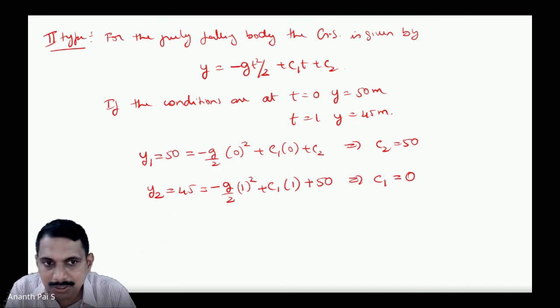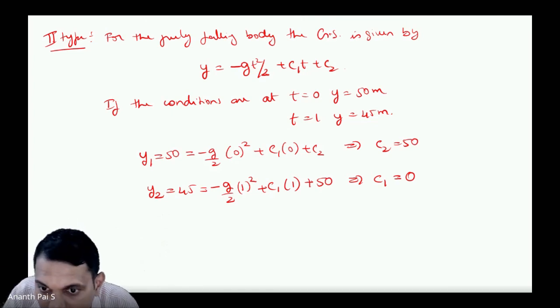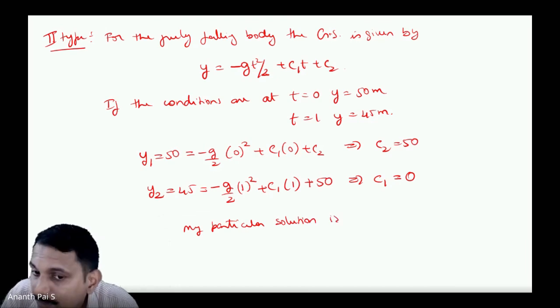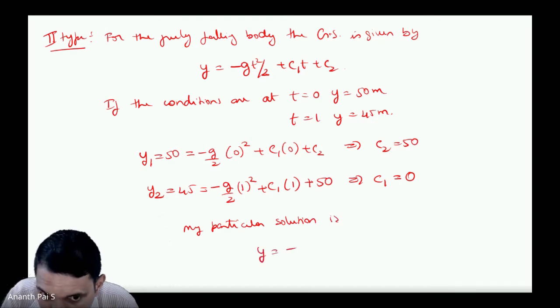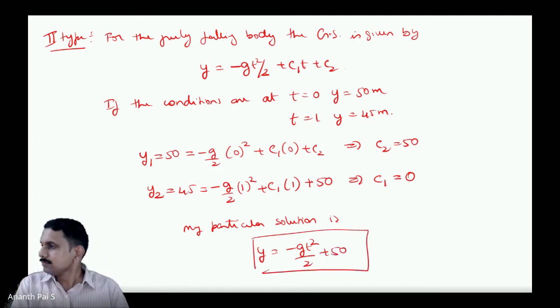Okay. So 10% there is a decrease. Okay, 10% decrease. Maybe that has come. So what happens? C1 is 0. That means my particular solution is y is equal to minus gt square by 2 plus 50. This is the particular solution. Make sense? Write this down.